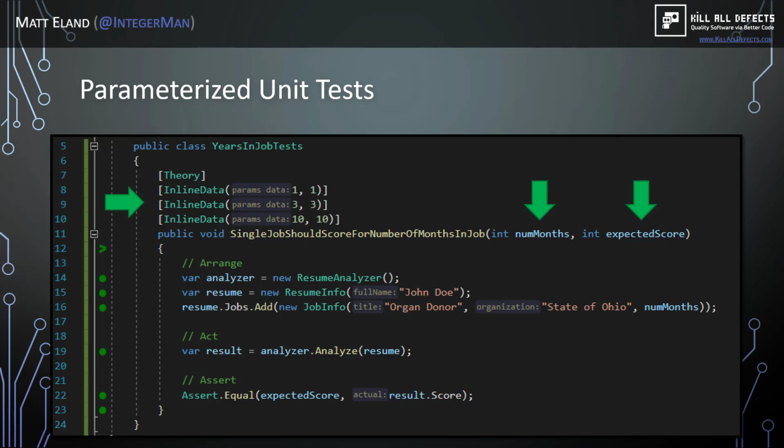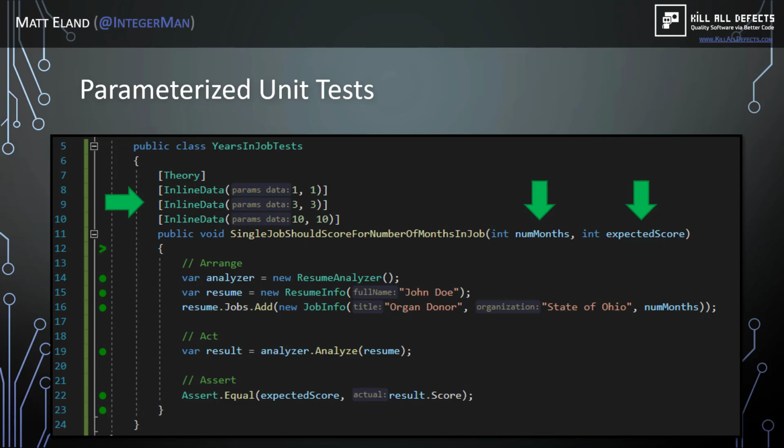So here, for example, single job should score for number of months in job. So the number of months I spend in that job should be the score I get out of that job. So instead of writing one that says, hey, here's 1 month and your score should be 1. Here's a 3 month, your score should be 3. We're going to take in some parameters here, and this inline data that we're providing is going to be fed into each one of those parameters.